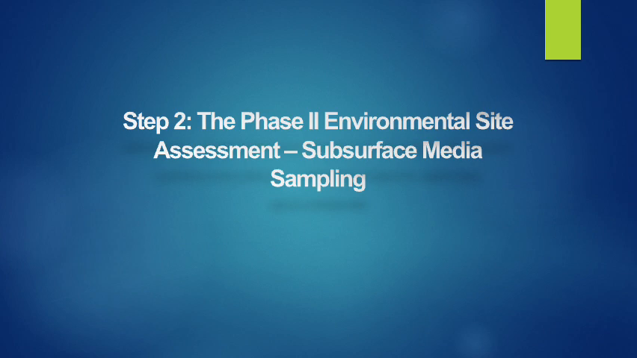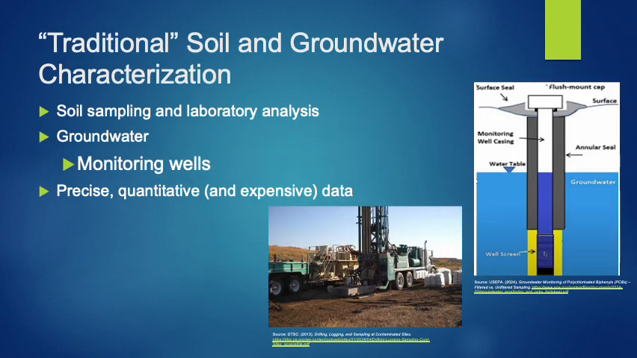Continuing with the medical analogy, the second step becomes the Phase 2 environmental site assessment. This is the step where actual testing of subsurface and surface media takes place. Of key importance to a Phase 2 is the sampling of soil and groundwater to collect soil and groundwater data. Traditionally, for many years, this was accomplished using rotary boring equipment.